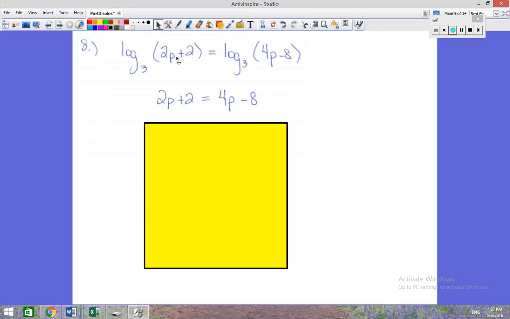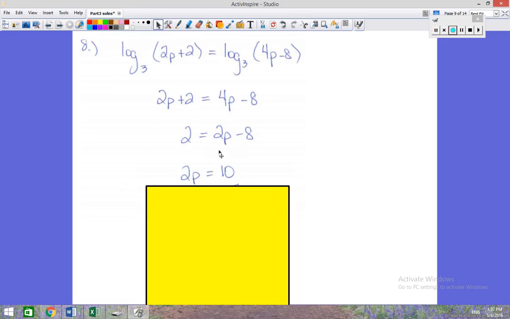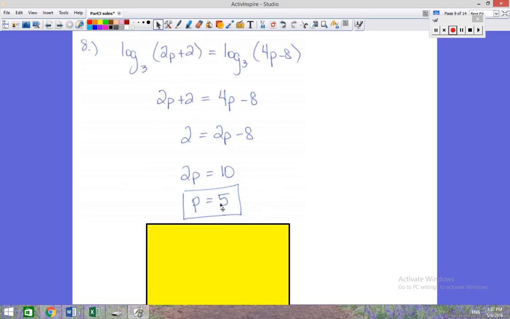So here I have this argument 2p plus 2, 4p minus 8. Collect the p's on one side and the numbers on the other. So it looks like I subtracted 2p from both sides to avoid a negative coefficient. Then I'm going to add 10 to both sides and then divide by 2. And I get that p is equal to 5. And I plug this in, and 4 times 5 is 20, and 20 minus 8 is definitely a positive value. I have to be cautious when I see that minus sign. If this first term is smaller than 8, then that subtraction would result in a negative number, and you can't take the log of a negative number.